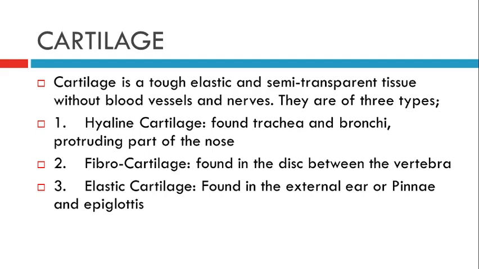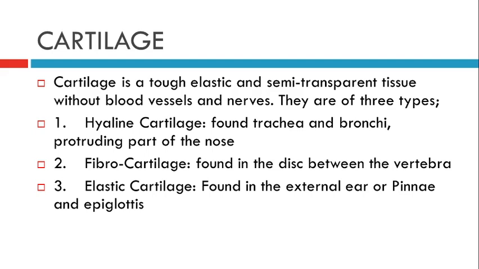Then we have fibrocartilage. It is found in the discs between the vertebral column, between the vertebral bones of the backbone. We have the cervical vertebrae, the thoracic vertebrae, the lumbar vertebrae, the caudal, and the sacral. So all these vertebrae, what stays in between them is the fibrocartilage.